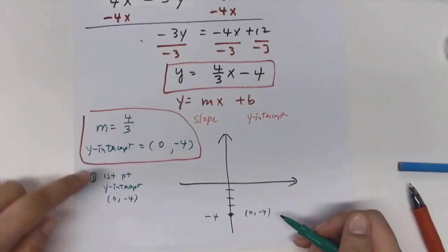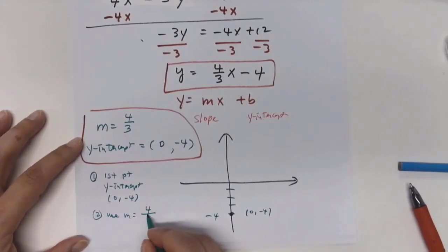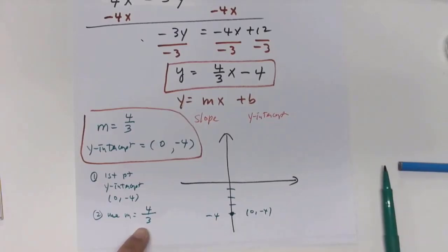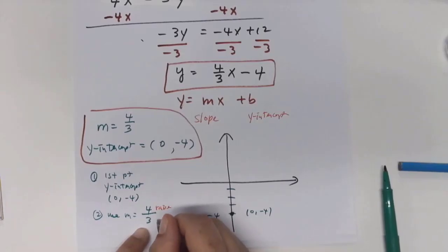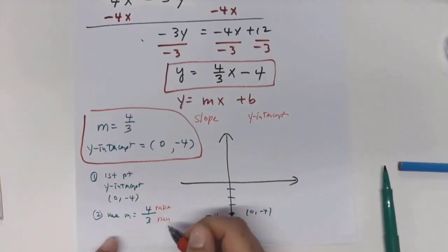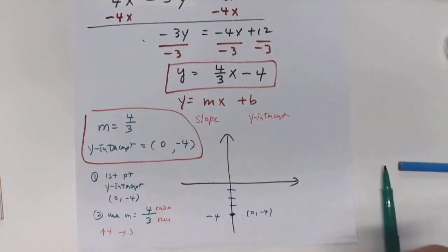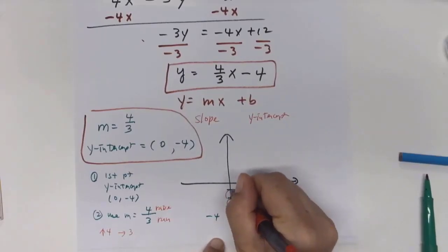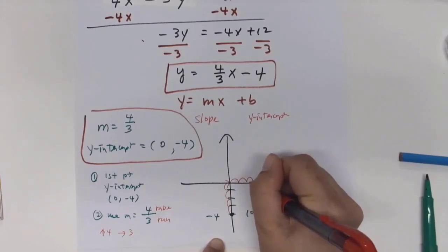And then using the slope, which gives you what over what? 4 means go where? Up, rise over run, right? So you go up 4 and then you go right 3. Yes. So up 4 and then go over 3. Up 4 is 1, 2, 3, 4. Over 3 is 1, 2, 3.